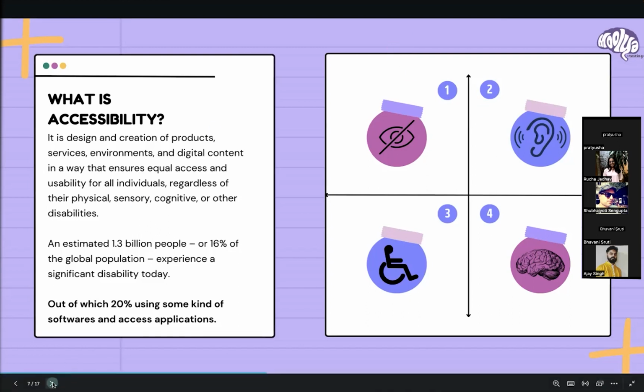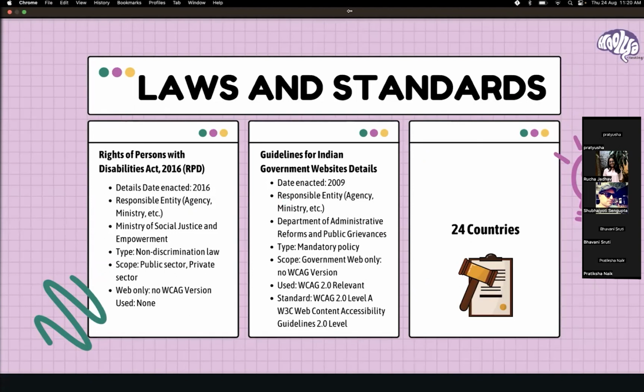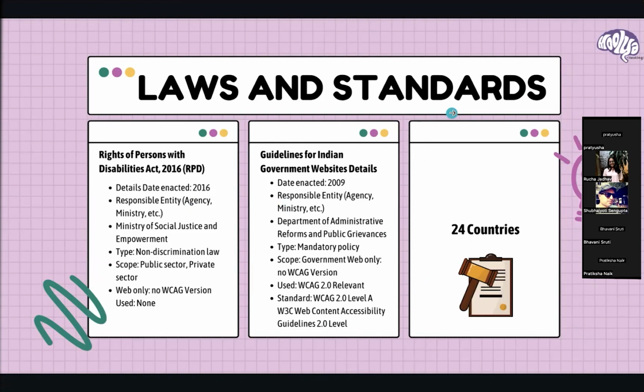Okay, moving on. So there are certain laws and standards that are set across 24 countries. The first two you see is for India, and there are other 24 countries. So these 24 countries have set certain laws and guidelines and standards when they are building any application and releasing it to the market. Right?